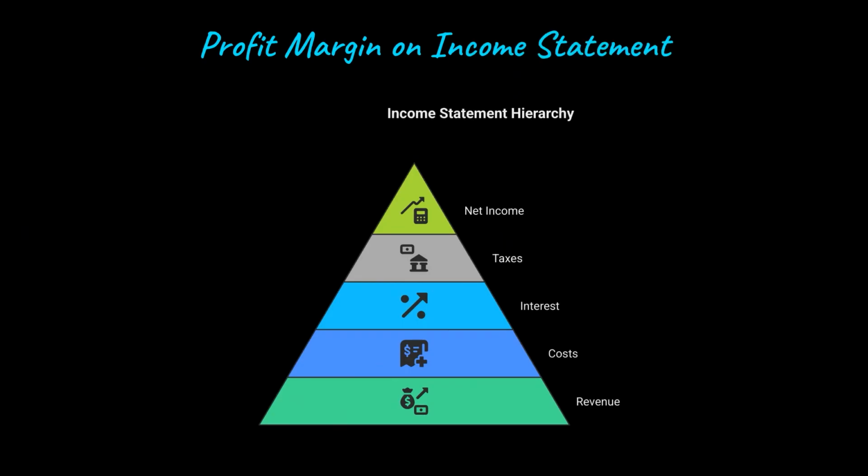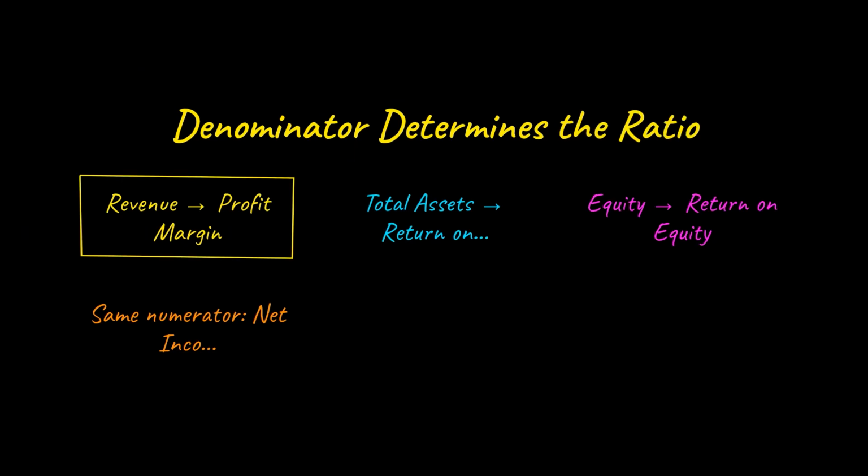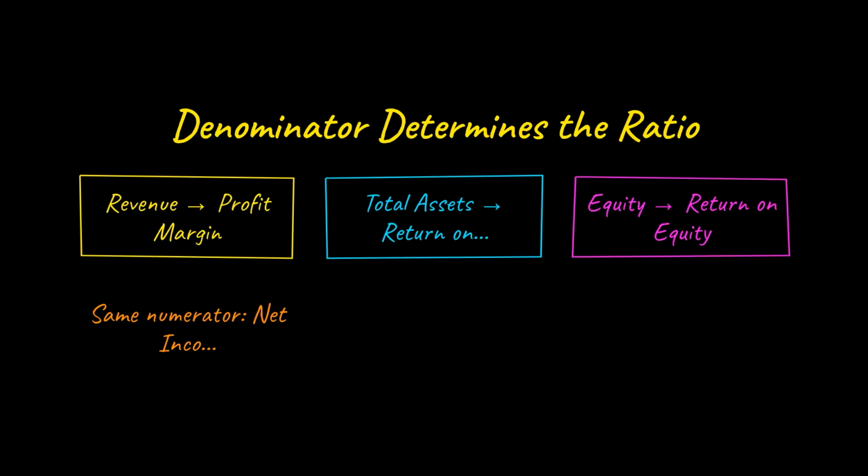Visually, the income statement flows from revenue at the top, downward through costs, interest, and taxes until net income remains at the bottom. Profit margin simply measures the distance between those two anchors as a percentage. The most common exam trap is confusing profit margin with return on assets or return on equity. The clue is always the denominator. Revenue in the denominator means profit margin. Total assets means return on assets. Equity means return on equity.